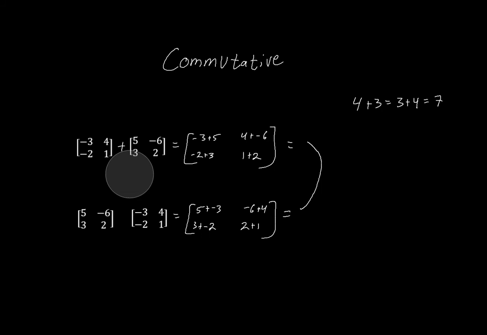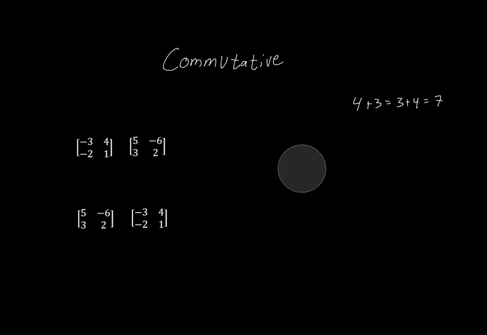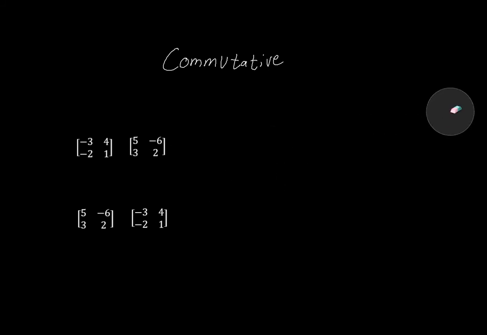So let's see if this works for multiplication. With regular numbers, the commutative property of multiplication does apply. Using that same example as before, 4 times 3 will be the exact same thing as 3 times 4, because both of those equal 12. With regular numbers, you're allowed to mix up those numbers however you want, and you'll still get the same answer. So let's see if that applies to matrices.